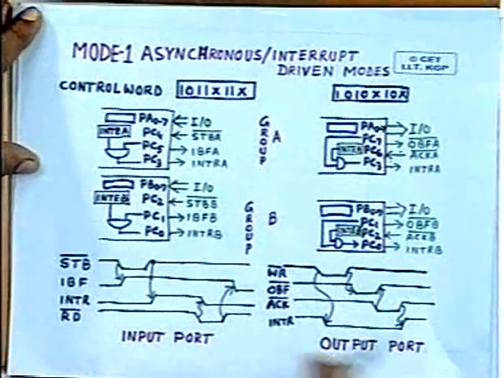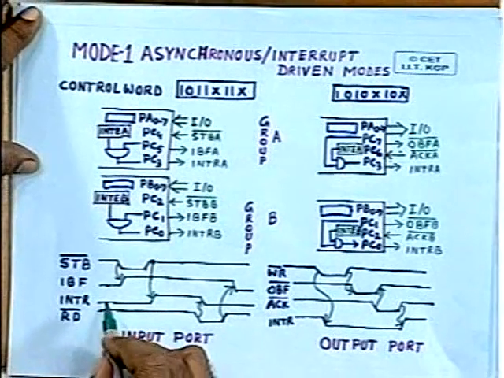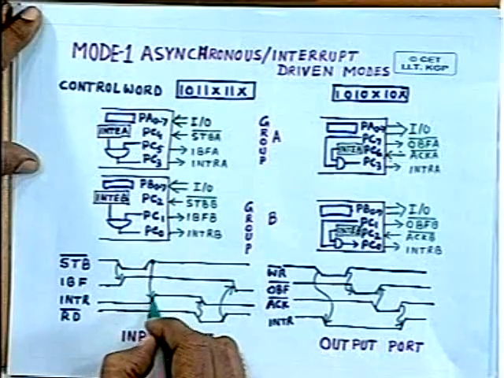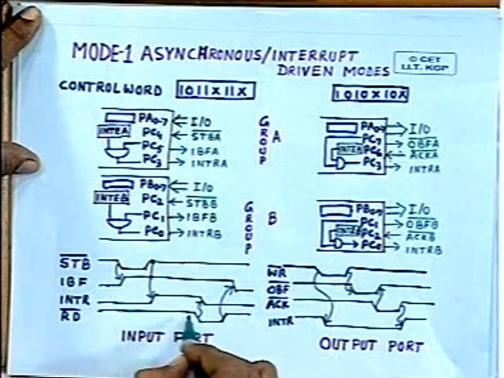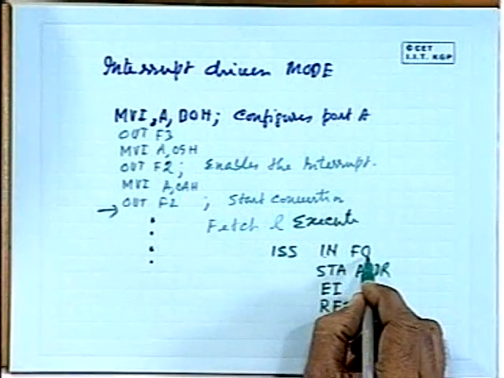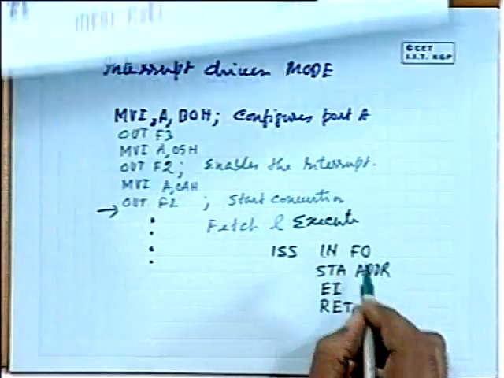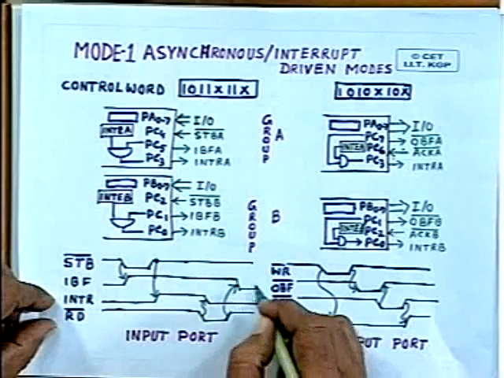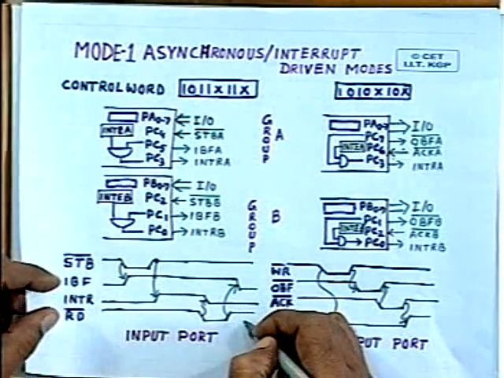in this case. So here, as you can see, as the data is transferred, input buffer is full, interrupt is generated. So that interrupt will lead to a reading operation, which is performed here, this IN F0, and this will disable the interrupt, and it will make it ready for the next data transfer.